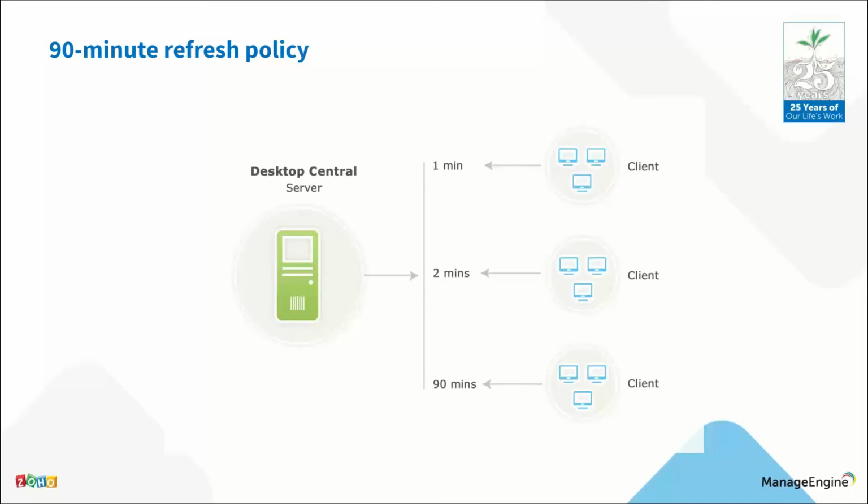So this is to avoid network congestion and to limit downloads that can actually eat up all of your bandwidth. So this 90-minute refresh policy is designed in such a way that it will split the load evenly across your distributed workforce and not cause any damage to your network.